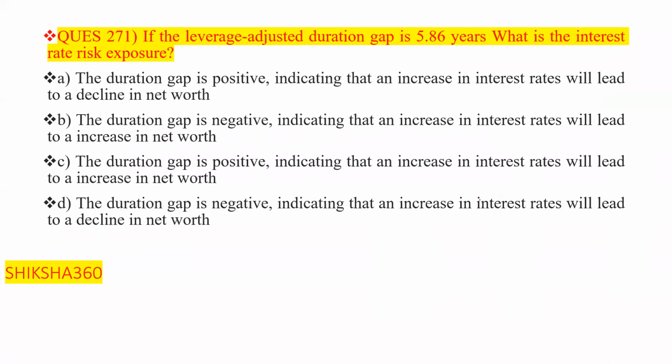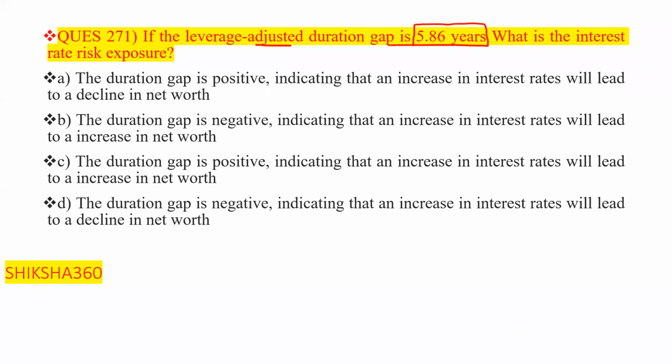Now next, this one is a very, very easy question. You just have to understand what they are trying to say here. If the leverage adjusted duration gap is 5.86 years, what is the interest rate exposure? What is the interest rate risk exposure?